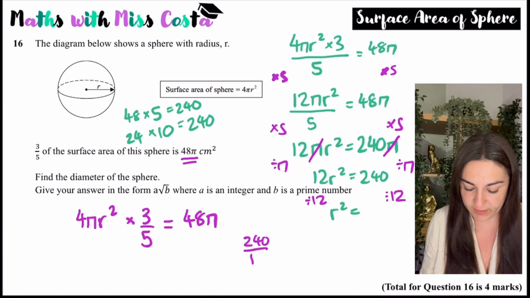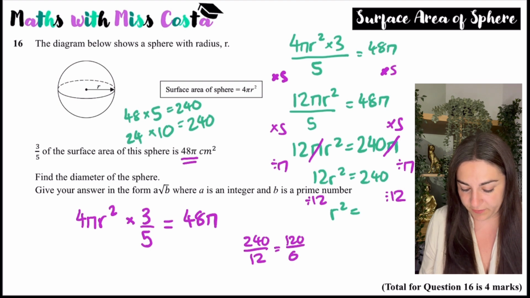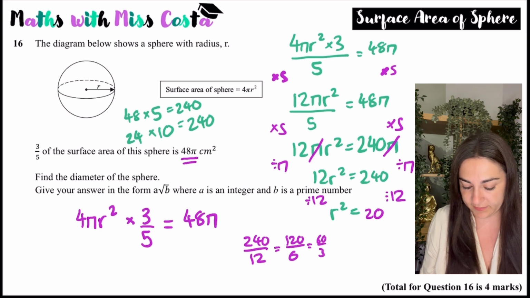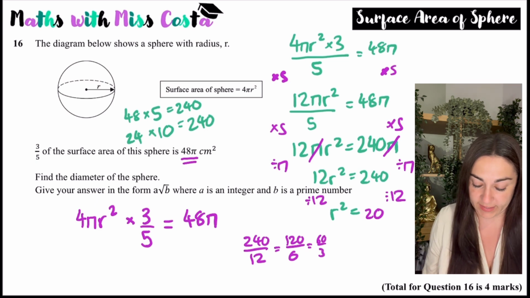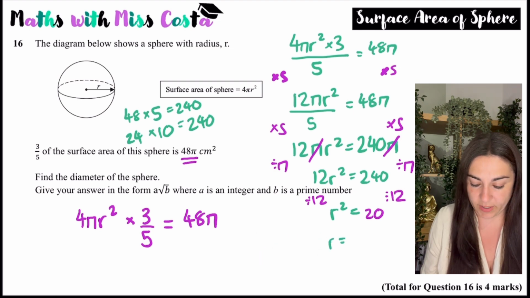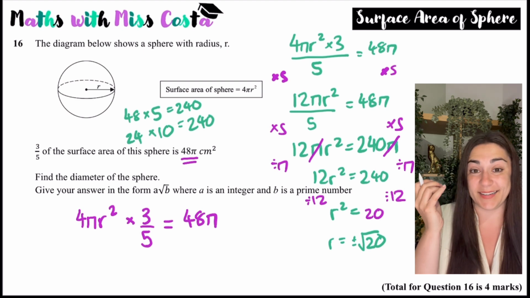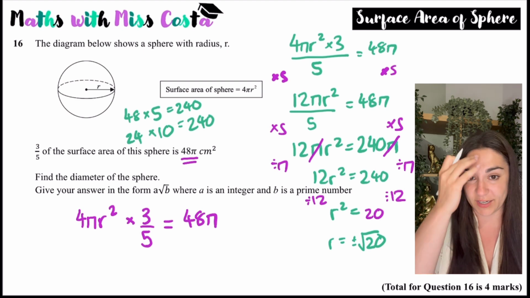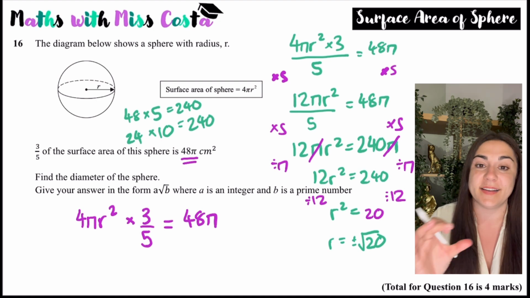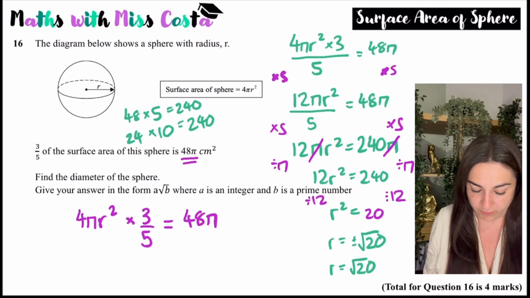So 240 divided by 12. Simplify it, that would be 120 divided by 6, and that would be 20. You could keep on doing it if you wanted to, to get 60 divided by 3, as far as you need to in order for it to click in your head. So the radius squared is 20, which means that to work out what the radius is, I need to do the positive or negative square root of 20. It's an area. Well, we're dealing with real life, so it's going to be the positive square root. A radius, a length, can't be negative, so therefore it's going to be the square root of 20.